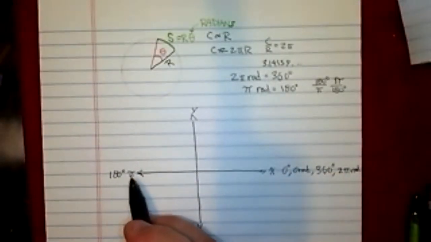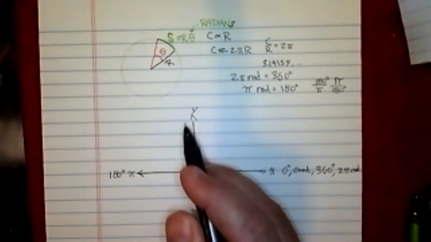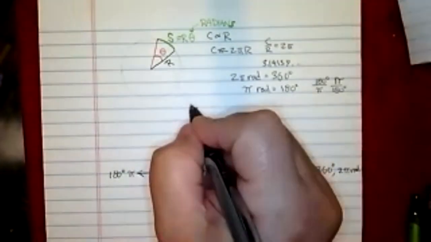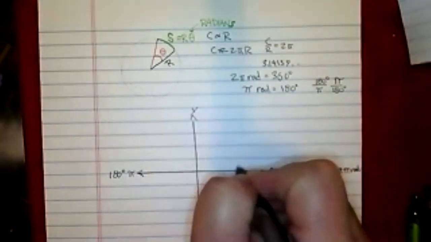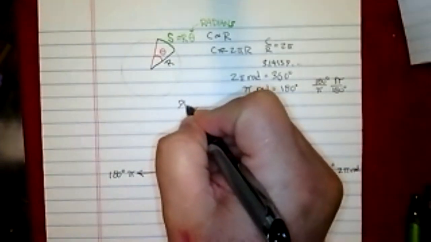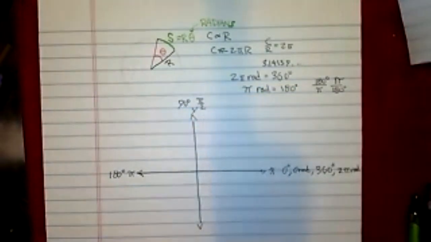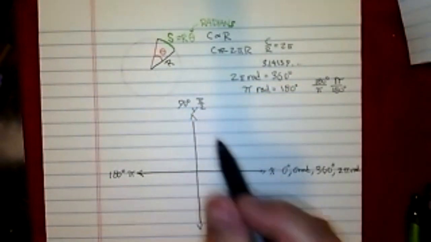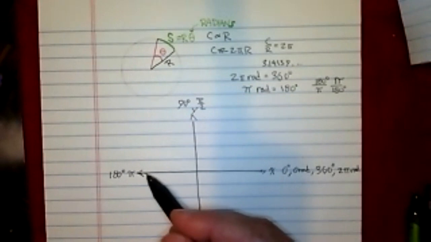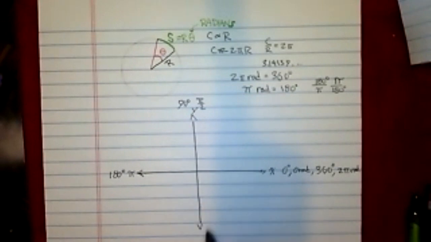Now, if we go half of half, that's half of pi over 2, half of pi, which becomes pi over 2. And that, of course, is 90 degrees, so we'll say this one is 90 degrees, and it's also pi over 2. Now, if we go pi over 2, pi over 2 again, and then pi over 2 again, that's 3 pi over 2. So that's this one, but that's also 270 degrees.